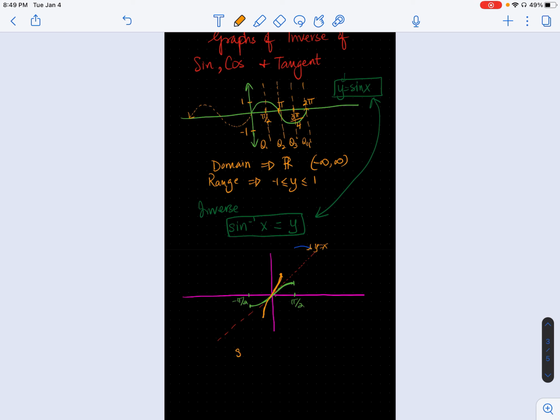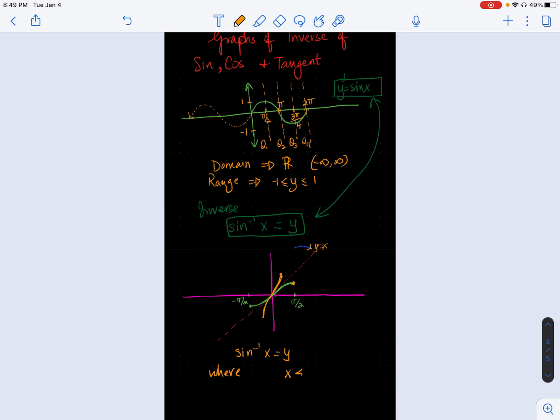With this one, I'm going to write this again, sine inverse x equals y. The input x is restricted between... sorry, there was a pause there.